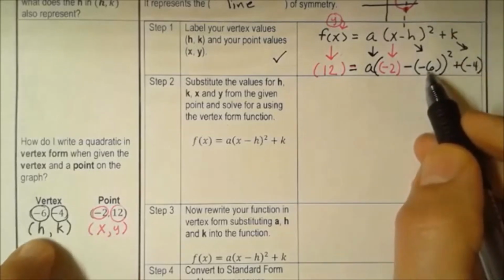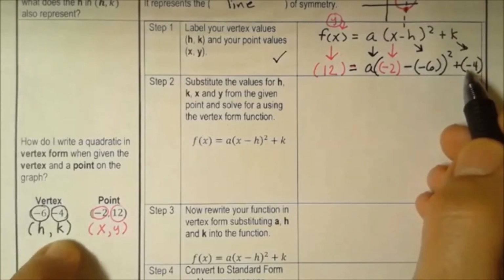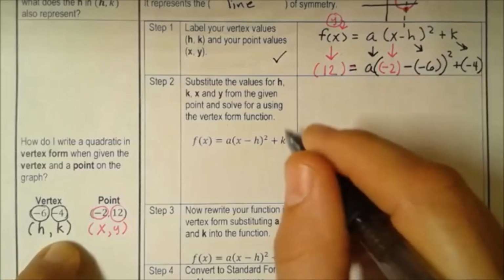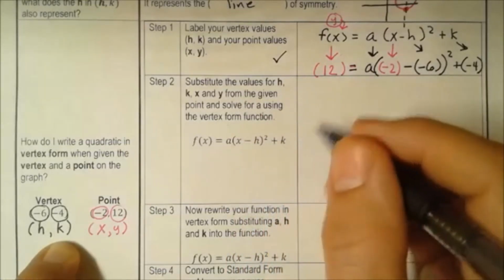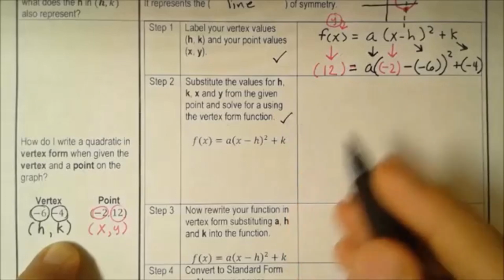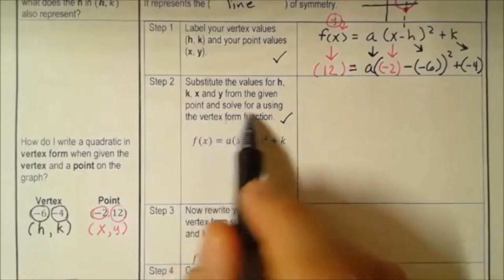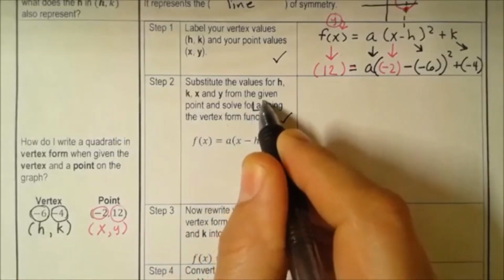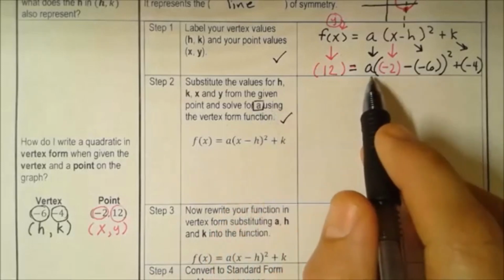h is negative 6, and k is negative 4. So I'm checking it because I got everything substituted in there. We're looking good. Now, the last thing it said to do is solve for a. Alright, so we want to solve for this a.